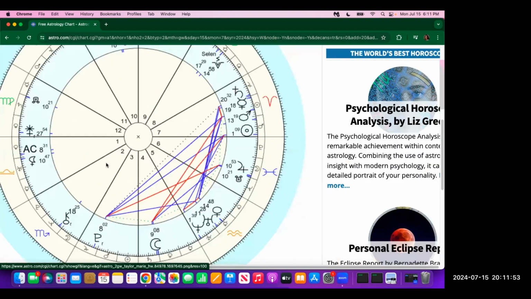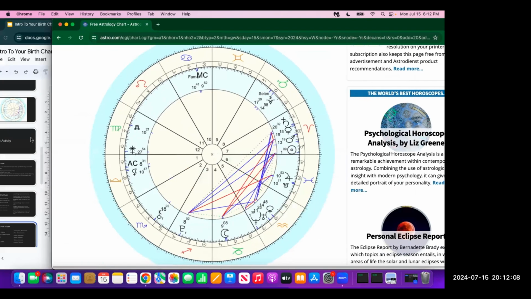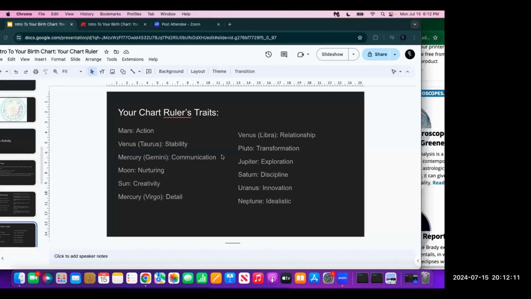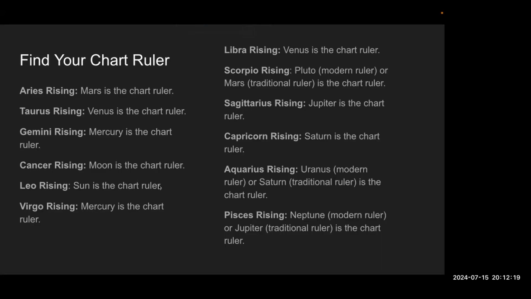So does everyone know their rising sign? Because that's important. Yes. Okay. Thank you, Michelle. Beautiful. Sweet. So now that we know our rising signs, we just went through the signs. This is how you find your ruler. Instead of teaching you all of them, I have it laid out here in this fun little chart. So if you are an Aries rising, Mars is your chart ruler.